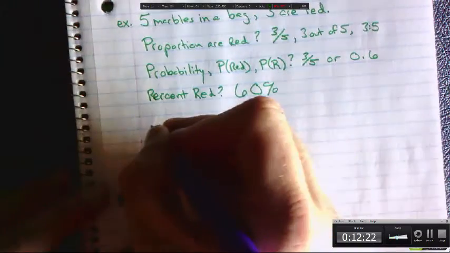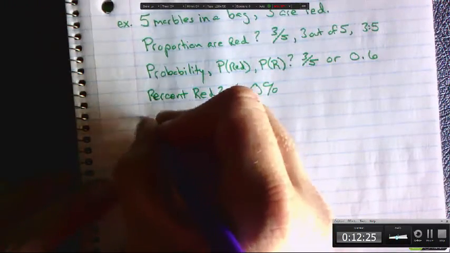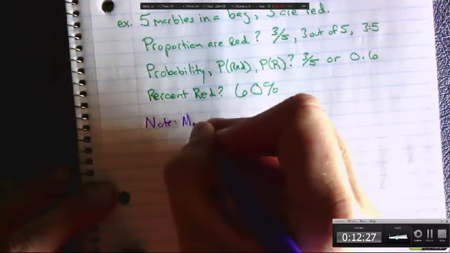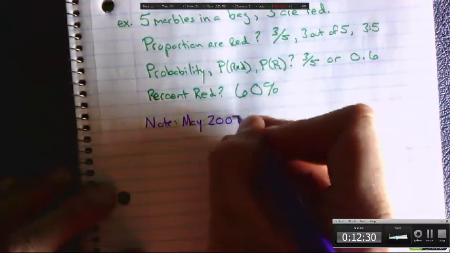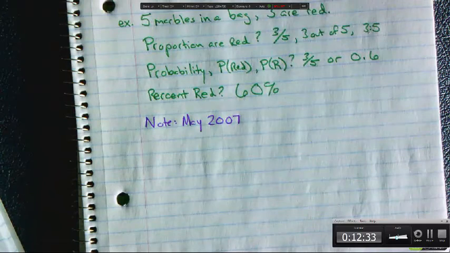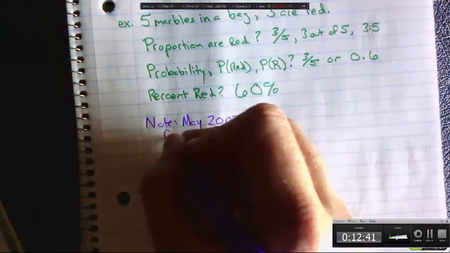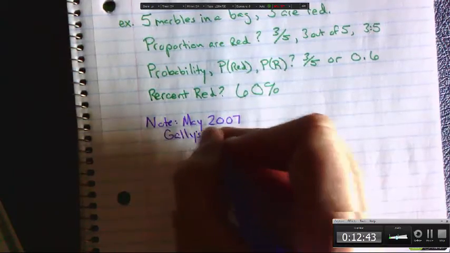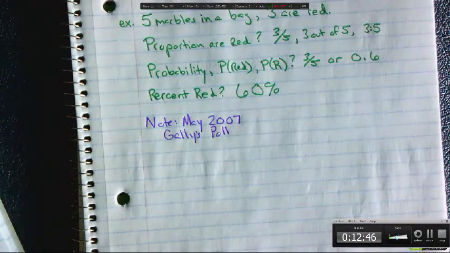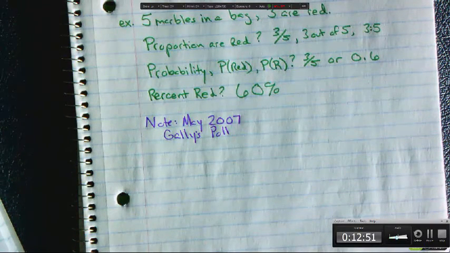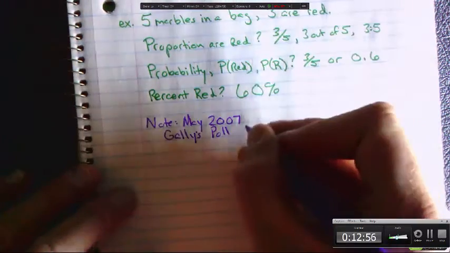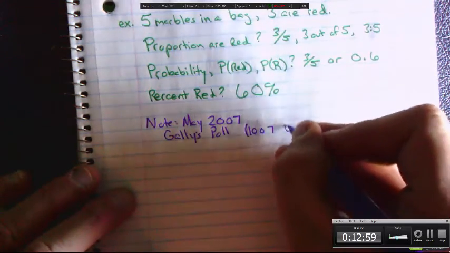All right, so let's take a look at this. Here's a note. This is a survey conducted in May of 2007. It was conducted by the company known as Gallup. This is called a Gallup poll. They're a company that's hired to conduct surveys and take data. They contacted 1,007 U.S. adults.